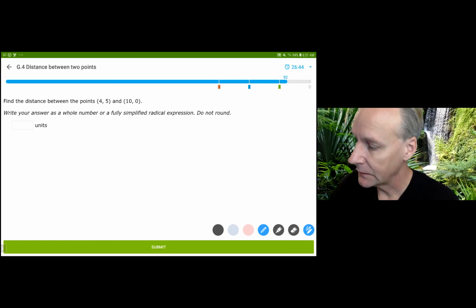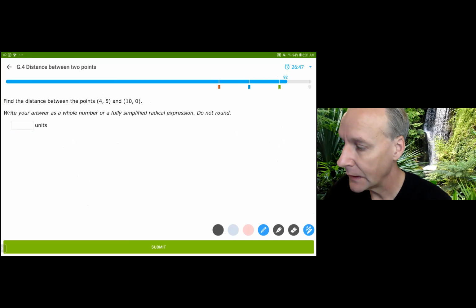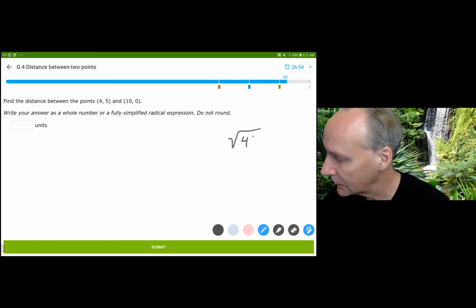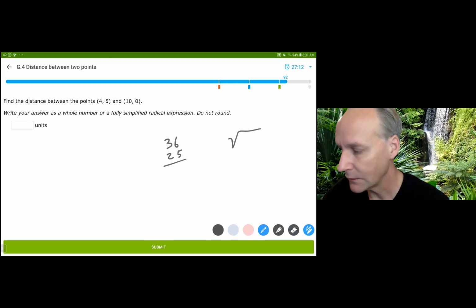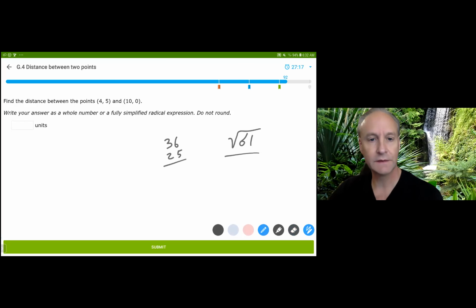What else do we have? Looks like we have 25 and 36, which is the square root of 41, I believe. Oh no, 51, huh? Ooh, ouch. Yeah, 36 and 25. How come I can't add today? I don't know. Anyway, that's 61, isn't it? So the square root of 61. 61 happens to be a prime.